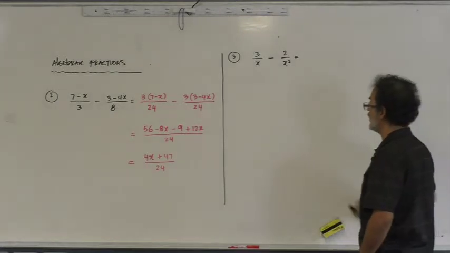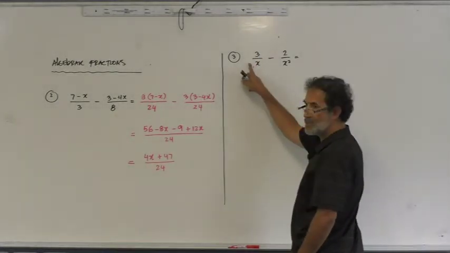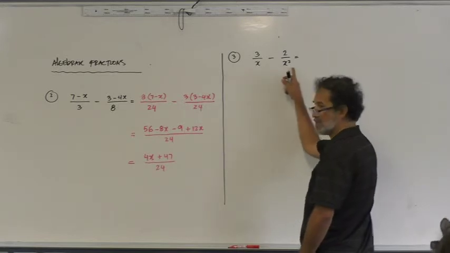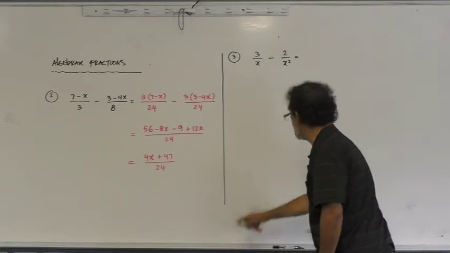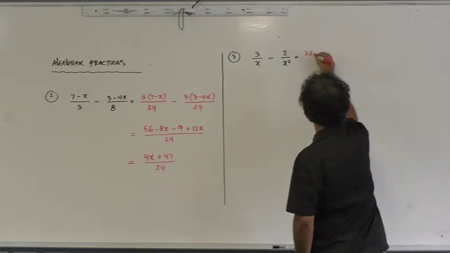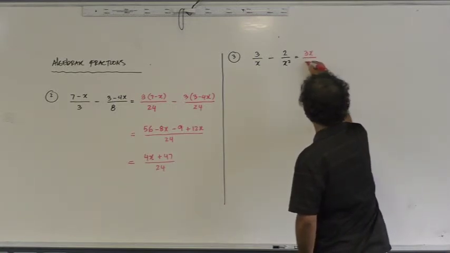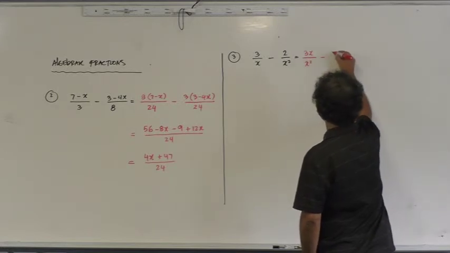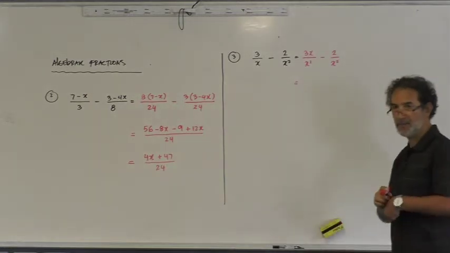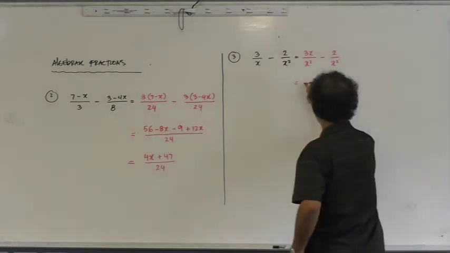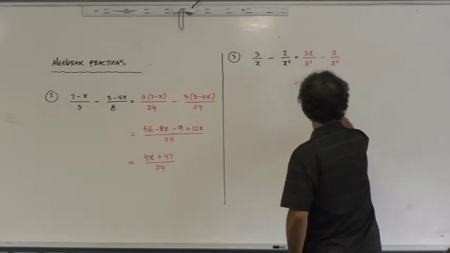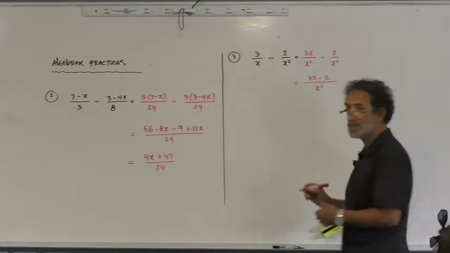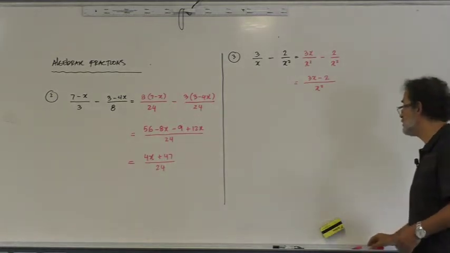So we're going to multiply the top and the bottom of this fraction by x, so then we have the same denominator. If you multiply this by x, it's going to be 3x, and then now we have x squared. And then we have 2x squared, so we have the same denominator, and then we do 3x minus 2. That's it. That's all we do.